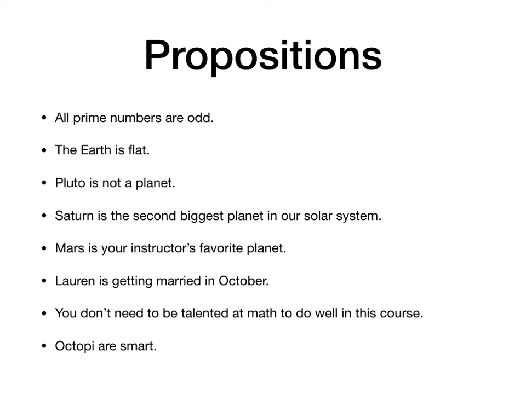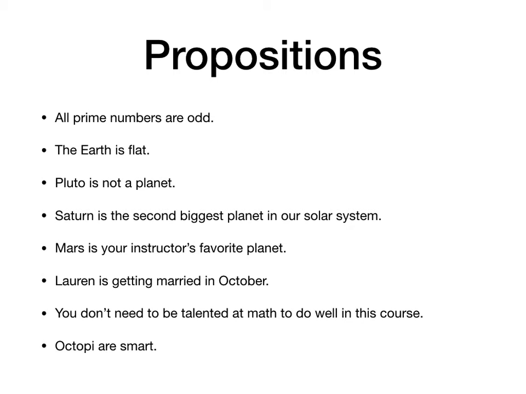So here's some examples, just some random ones that I thought of this morning. All prime numbers are odd. The Earth is flat. Pluto is not a planet. Saturn is the second largest planet in our solar system. Mars is your instructor's favorite planet. Lauren is getting married in October. You don't need to be talented at math to do well in this course. Octopi are smart. Now, all of these are statements that can be true or false. It makes sense to talk about them being true or false.